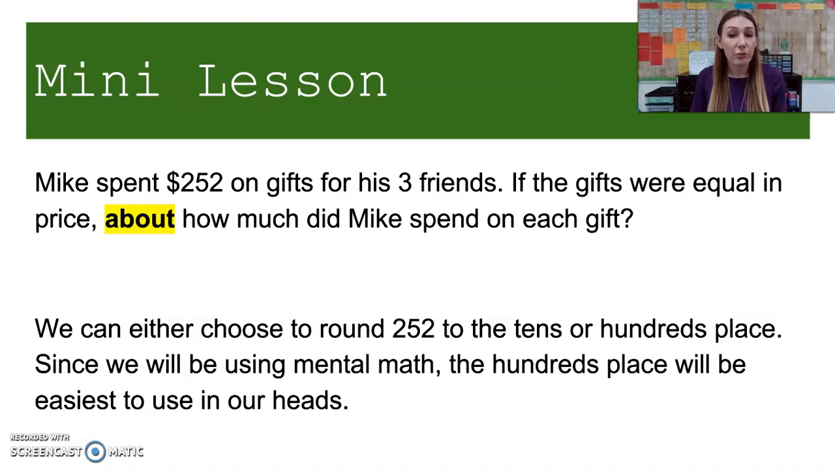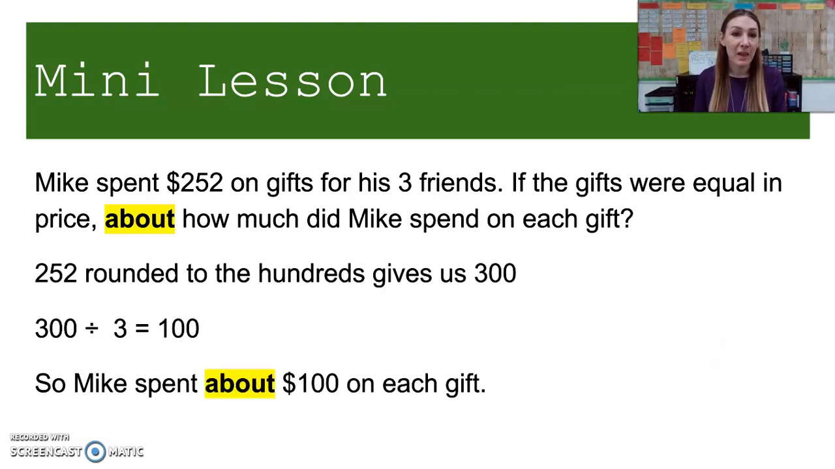We can either choose to round 252 to the tens. So if I round 252 to the tens, that will get me 250. Or I could round to the hundreds place, which would round to 300. Since we're going to be using mental math, I think 300 is going to be a little bit easier to divide by 3, wouldn't you agree? So the hundreds place will be the easiest to use in our heads. So looking at this example, if we round 252 to the hundreds, we get 300. 300 divided by 3, I can do that in my head, it's 100. So Mike spent about $100 on each gift.